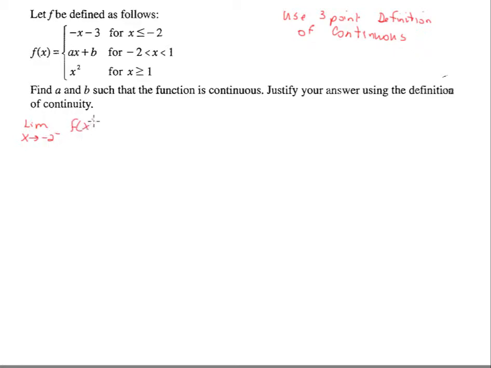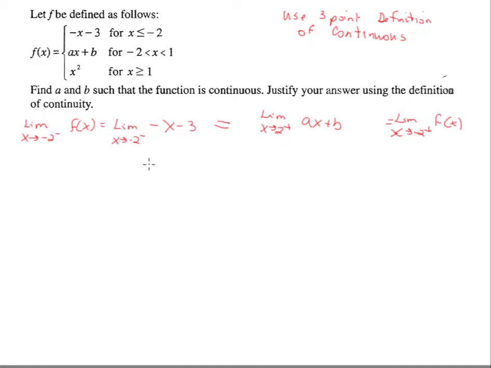So I'm going to start by looking at my point x equals -2, and I'm going to evaluate the limit from the left, which would be using the -x minus 3. Now I'm going to set this up so it has to equal the limit from the right. Let's see our limit as x approaches -2 from the right. We should use the middle equation, so that's going to be ax plus b. And for continuity to occur, the limit as x goes to -2 from the right of ax plus b must equal the limit as x goes to -2 from the left.